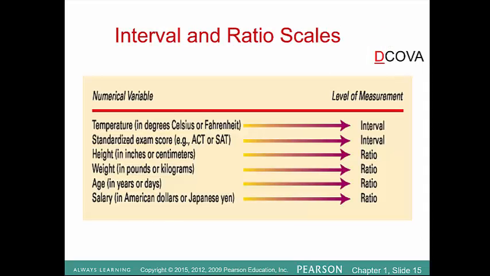Other examples of interval and ratio variables can be found in the chart below. As we previously discussed, temperature is one of those interval variables. But your standardized exam scores are also an interval variable because they are measured differently on the ACT or the SAT. Your height is a ratio. It can be measured in inches or in centimeters, but it has a true 0. Same with weight, age, and salary.